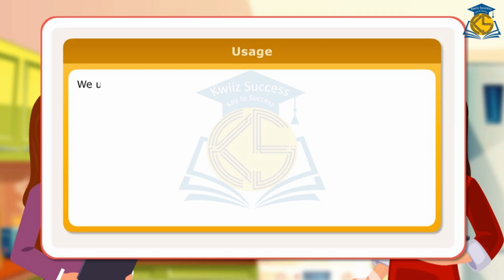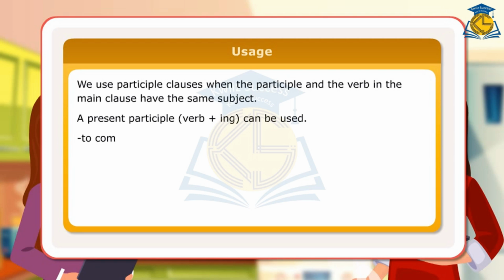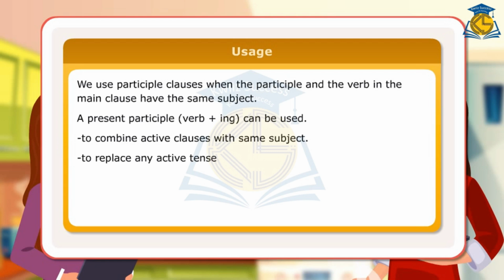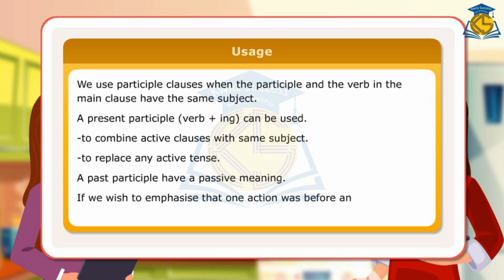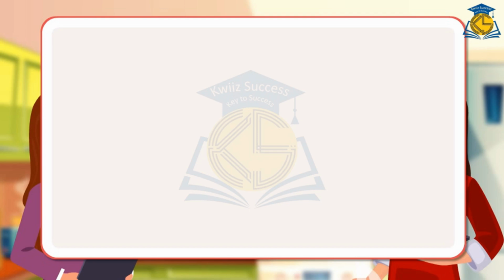Usage. We use participle clauses when the participle and the verb in the main clause have the same subject. A present participle, verb plus ing, can be used to combine active clauses with the same subject, to replace any active tense. A past participle has a passive meaning. If we wish to emphasize that one action was before another, then we can use a perfect participle, having plus past participle. Let us look at some example sentences.